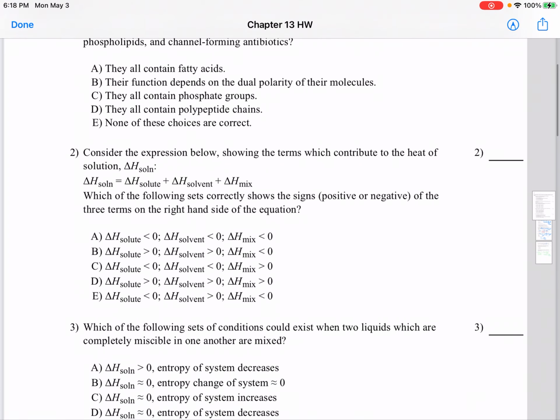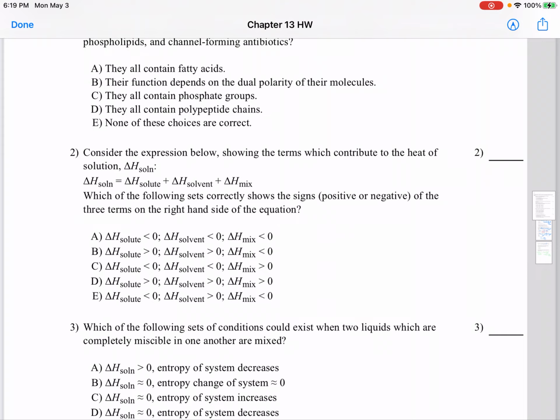Okay. Number 2, consider the expression below showing the terms which contribute to the heat of a solution. Normally, heat of solution is an exothermic process because it decreases the energy of the system. But there are other factors that also contribute. So to find out the delta H of the solution, we need to take into consideration delta H of the solute, solvent and also the mixture.